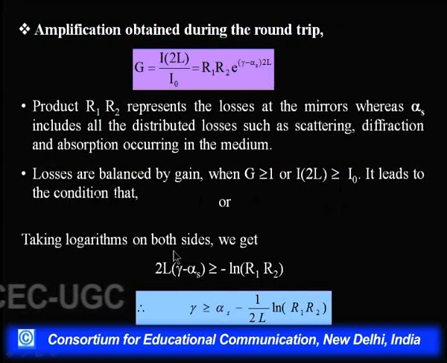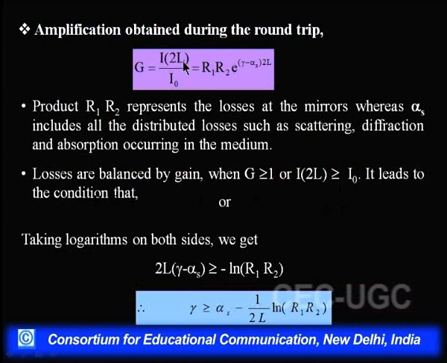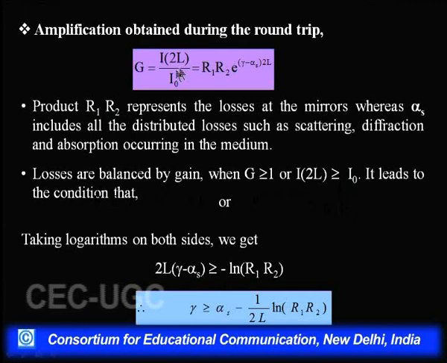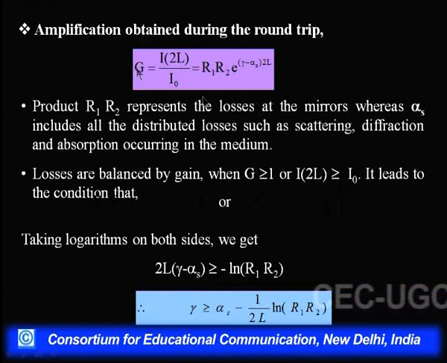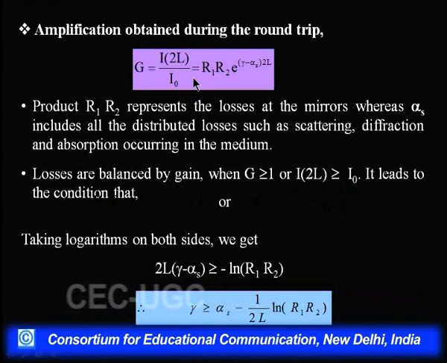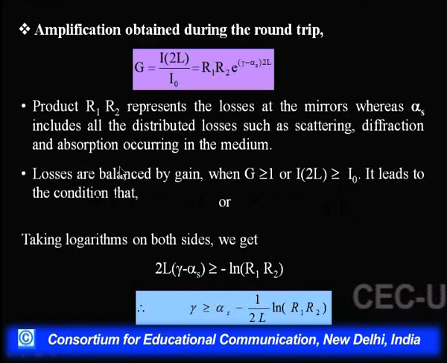The amplification obtained during the round trip is defined by G is equal to I into 2L, as 2L is the length of the cavity for a round trip, and I naught is the incident light, and which is equal to R1 R2 E gamma minus alpha S 2L. Then the product R1 and R2 represents the losses at the mirrors, where alpha S includes all the distributed losses such as scattering, diffraction and absorption occurring in the medium.